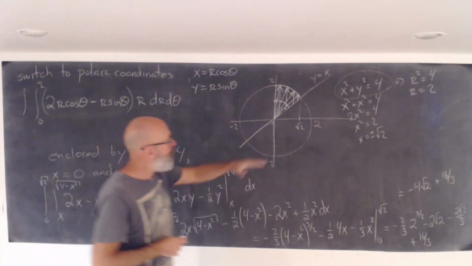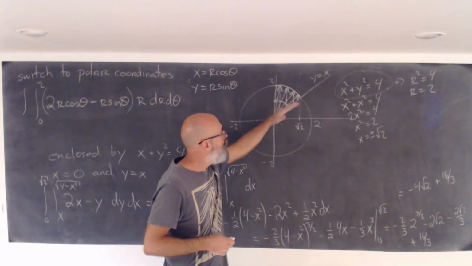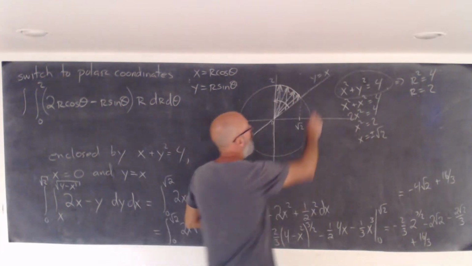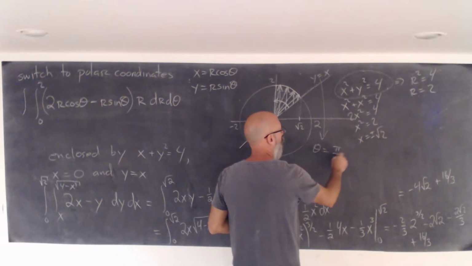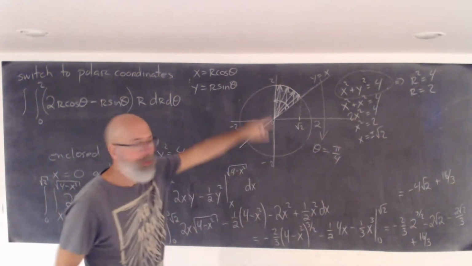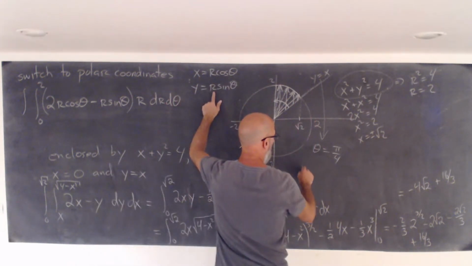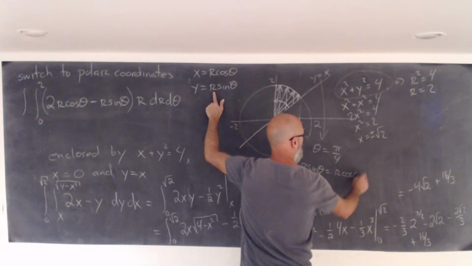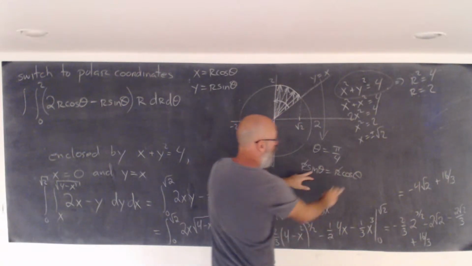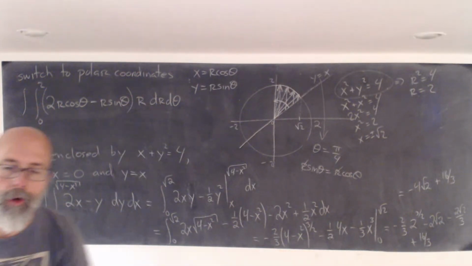And Kun is absolutely right. Y equals x corresponds to theta being pi over 4. If you didn't see that, let's look at it. Y equals x, so r sine theta equals r cos theta. The r's cancel out. When is sine equal to cos? When theta is pi over 4.